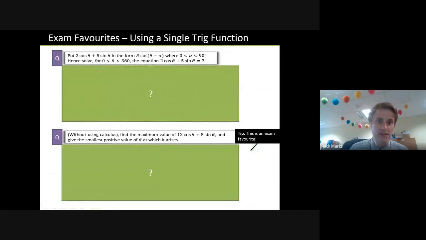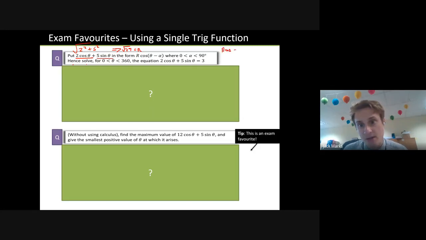Okay, let's go a little bit further with this now then. So put 2 cos theta plus 5 sine theta in this form, and then hence solve. Well, let's just put this into this form first, because it tells us we need to do it anyway. So 2 squared plus 5 squared, and the square root of that, so root 29 is going to be r. I wish I could do the other part as quickly as that, but unfortunately I cannot.